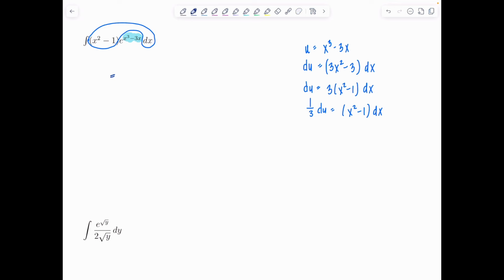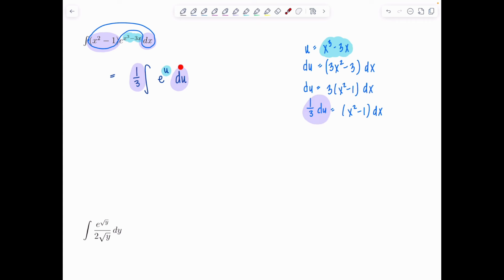The kidney bean, all of this is what? It's 1/3 du. I'm going to put the 1/3 outside, integral du. And then now I still have e raised to the u. Yes? u is x cubed minus 3x, so I have e to the u. And then x squared minus 1 dx is 1/3 du.